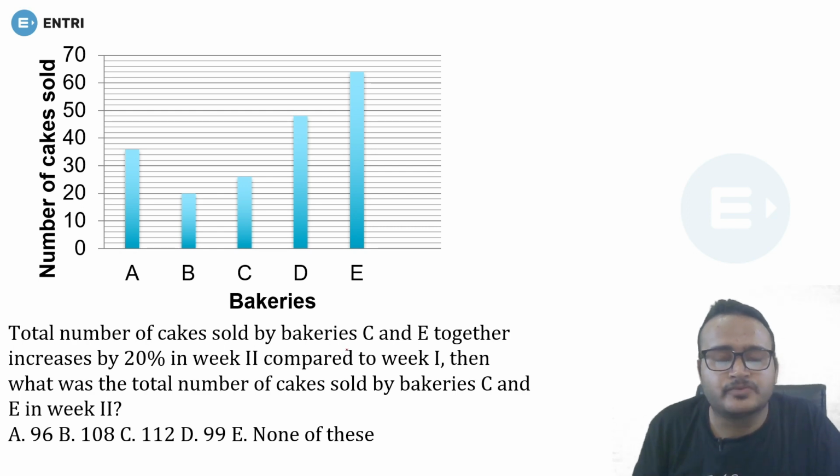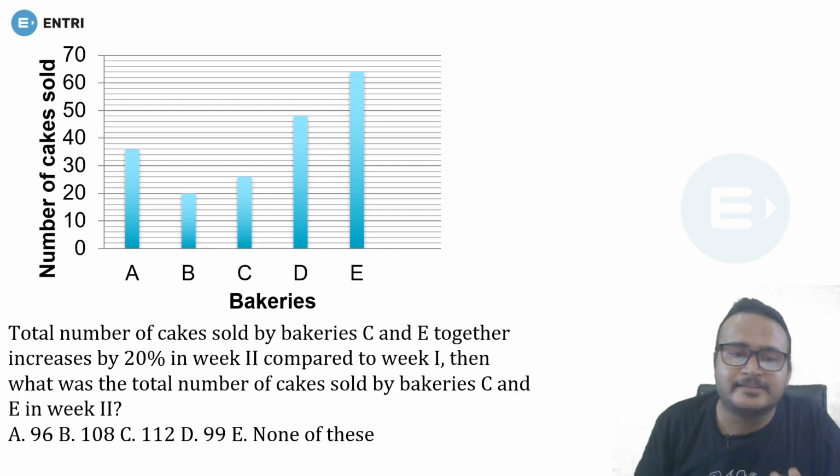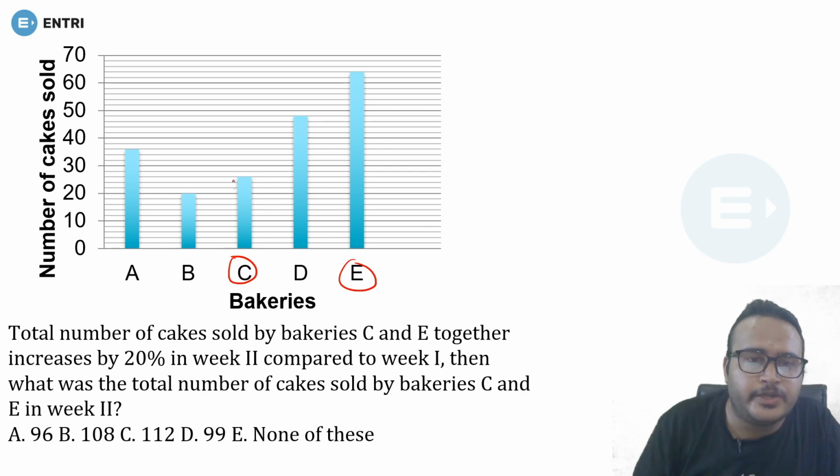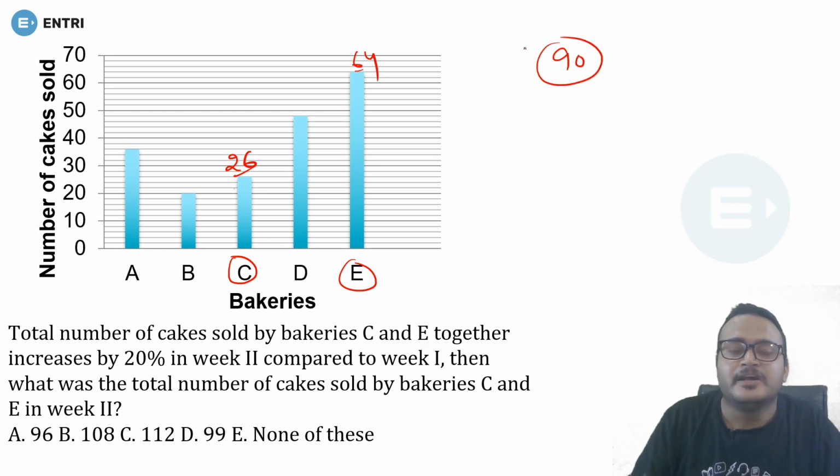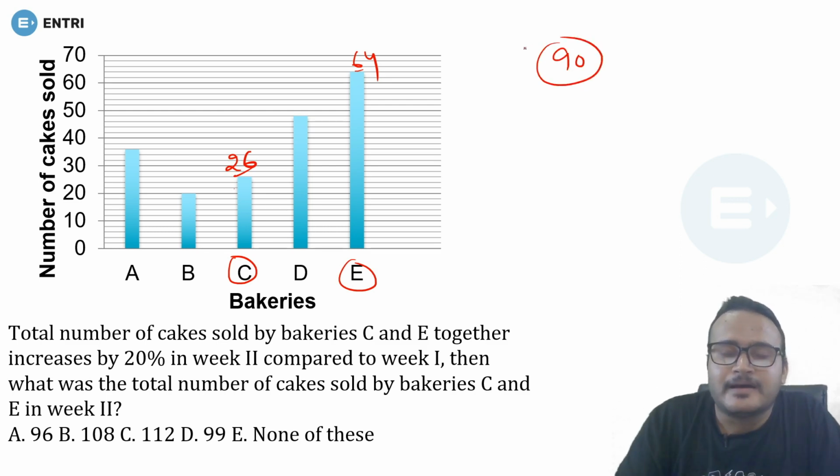Total number of cakes sold by C and E together. So first of all, find the sum of the number of cakes sold by C and E, yeah, C and E. So there are 26 cakes, and if we talk about bakery E, there are 64 cakes. So guys, 6 plus 2 is 8 and 4 plus 6 is 10. That means 90 cakes C and E together are selling.